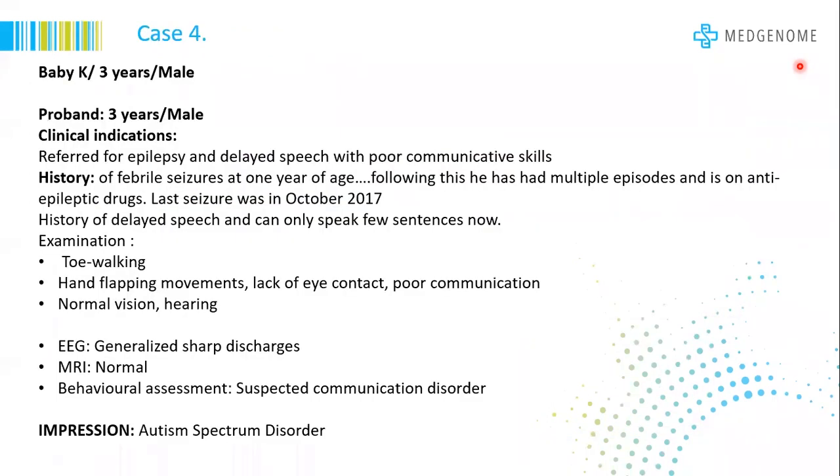Now, this child was referred for epilepsy, delayed speech, and poor communicative skills. He had febrile seizures and multiple episodes. So based on this, he was referred for an epilepsy gene panel. On examination, the child was toe walking, had typical hand flapping movements, lack of eye contact, and poor communication. So the impression was finally kept that he falls into the autism spectrum plus disorder, because he also had epilepsy along with this.